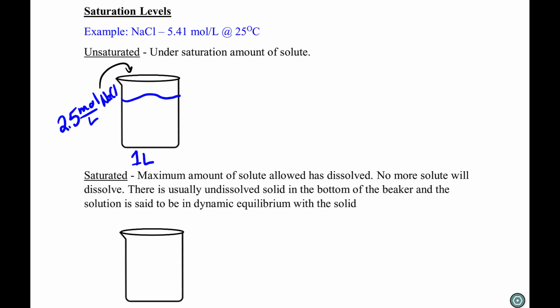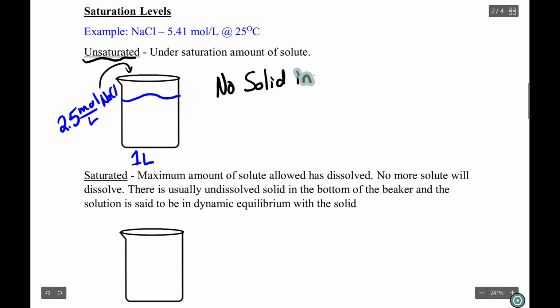If I had a cup of salt water right beside a cup of normal water, if it's been sitting there for a while, I can't tell the difference. It looks the same. Okay, so unsaturated means we have to be under that 5.41 moles per liter value. There is no solid at the bottom of the beaker.